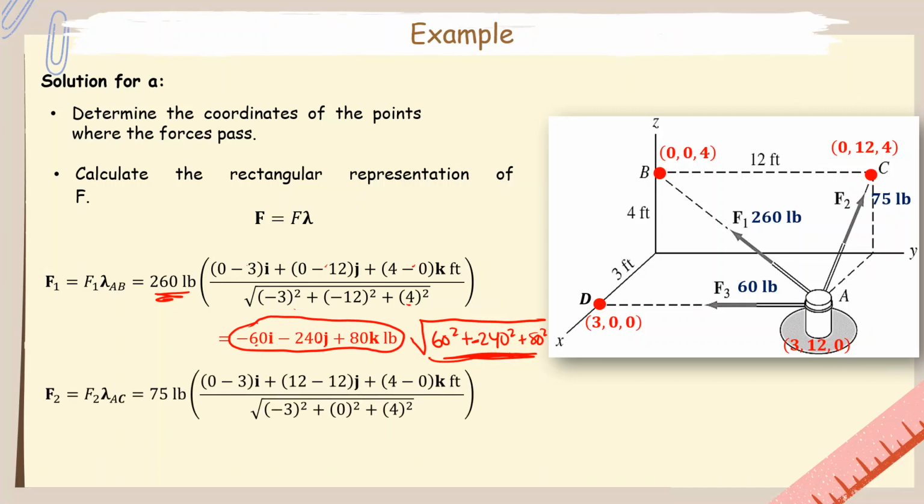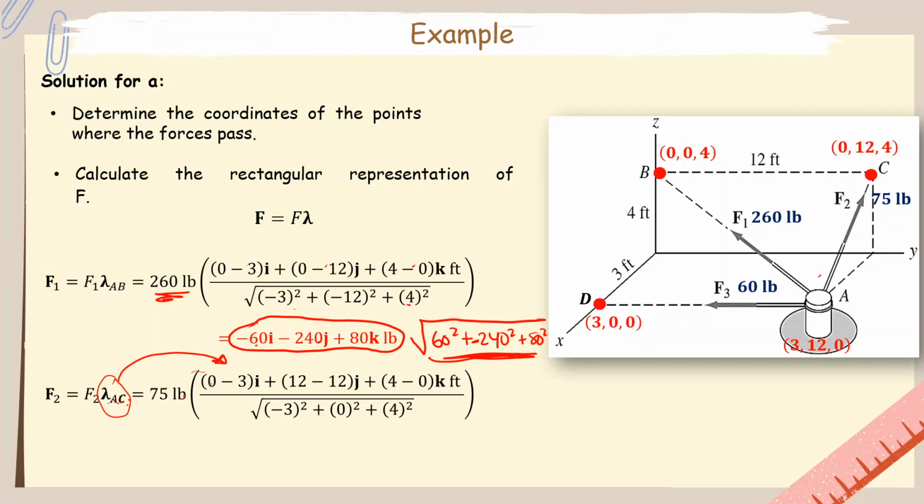F2 naman, para makuha yung vector representation niya, yung kanyang scalar magnitude, F2, multiply natin yan sa kanyang unit vector. Ano yung unit vector ni F2? Saan pala siya nag-act? Nag-act siya from A to C. So, dapat ang points dire, that's A to C. Hindi pwede mag-interchange kasi ang original position is A, final position is C. Okay, scalar magnitude ni F2, that's 75. Multiplied natin yan sa unit vector. Ano ang unit vector AC? Again, final ang C, initial ang A.